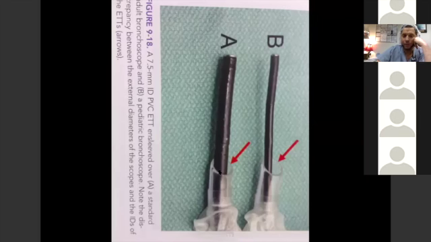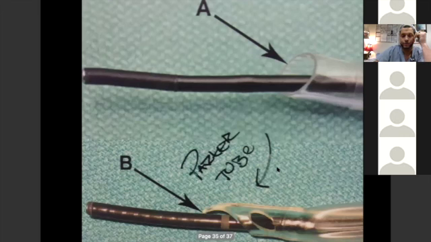And then here's an example of how the bigger scope will prevent that hanging up, right? The little scope, the pediatric 4mm scope versus the adult 6mm scope, there's less likelihood for this rim of the endotracheal tube to get caught on the cords.